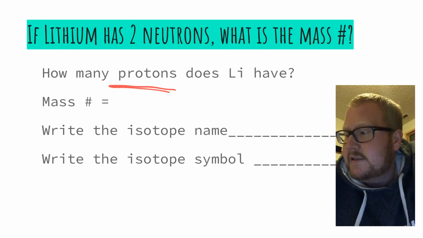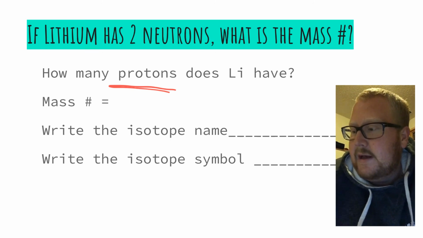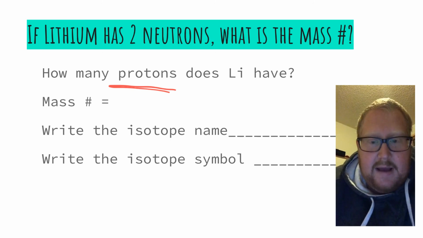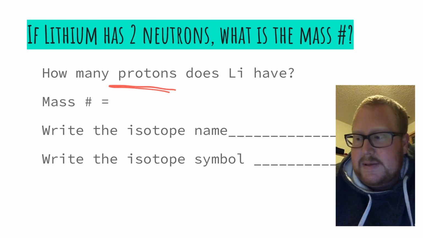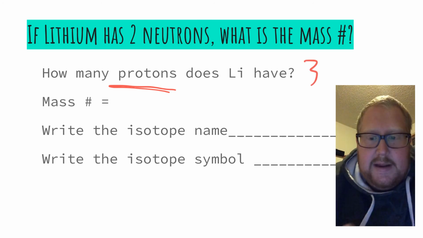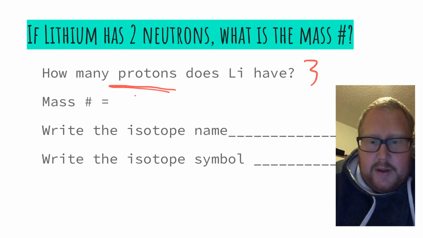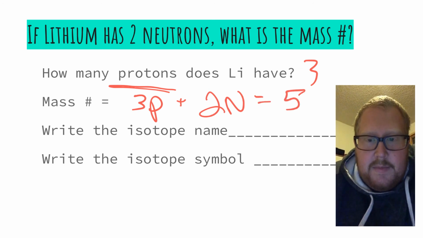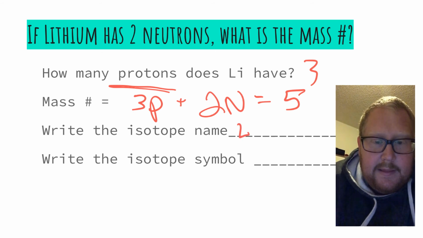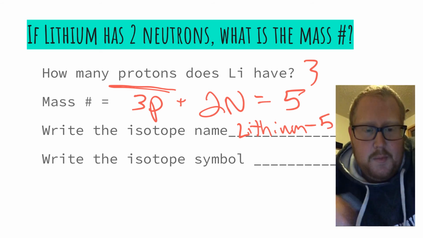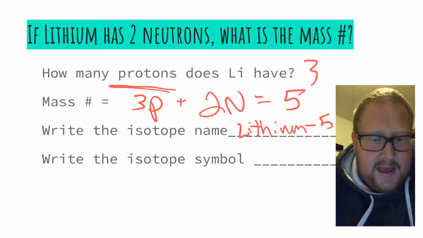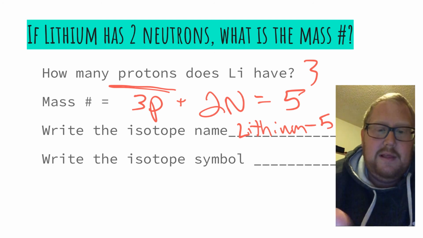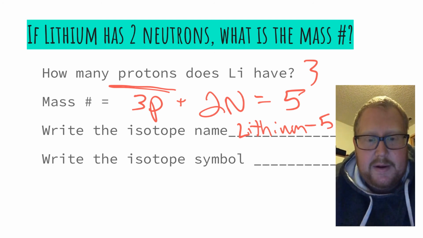So you're going to look at that, and you're going to see, lithium is on the left. It's an alkali metal, and so it's going to have 3 protons because its atomic number is 3. So I'm going to write that 3 down. Okay, so if it has 3 protons plus 2 neutrons, what is its mass number? 5. Okay, so how you would write that is lithium-5. Lithium with a mass of 5. And notice how we don't include 3 in that because you really don't need to know lithium has 3 protons because it's already on the periodic table.